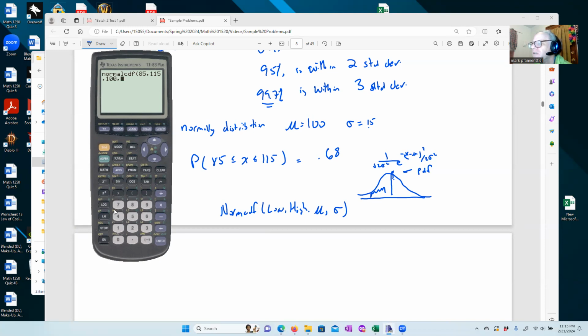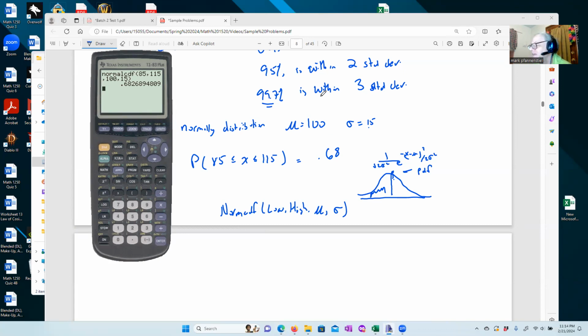And our standard deviation was 15. So we go ahead and calculate that. And we got not quite 0.68 because this is a rule of thumb kind of an idea. This is like if you needed to estimate the probability, that's what these rules are for.